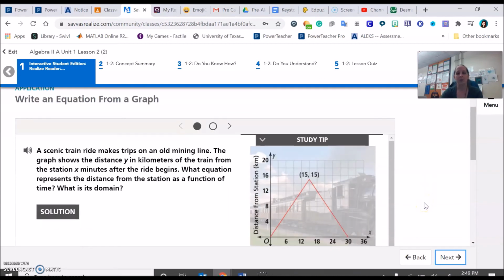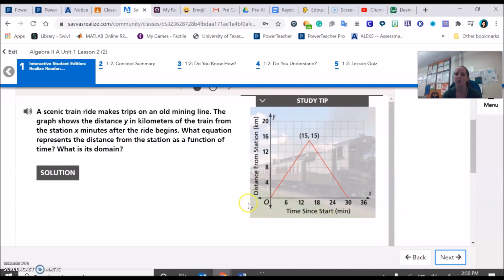All right, example number 6, write an equation from a graph. A scenic train ride makes trips on an old mining line. The graph shows the distance y in kilometers of the train from the station x minutes after the ride begins. What equation represents the distance from the station as a function of time? What is the domain? Okay, so looking at this, it comes to a point, so I know it's going to be an absolute value function. It is facing down, not up, so it is going to be a negative absolute value function.